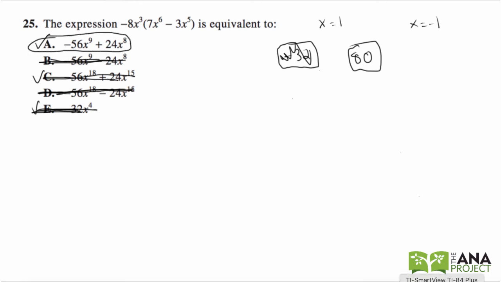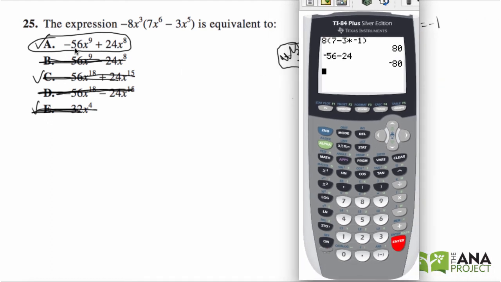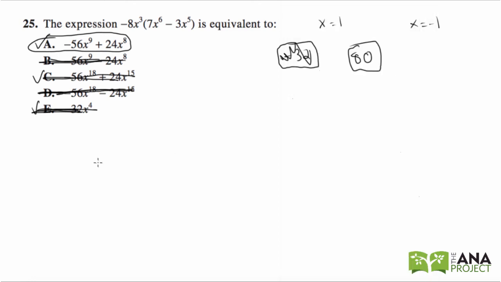We can just go ahead and try it. Negative 56 times negative 1 to the 9th, that'd be negative 56 times negative 1, which would be positive 56, plus 24 times negative 1 to the 8th, which would be positive, and that gives us positive 80.